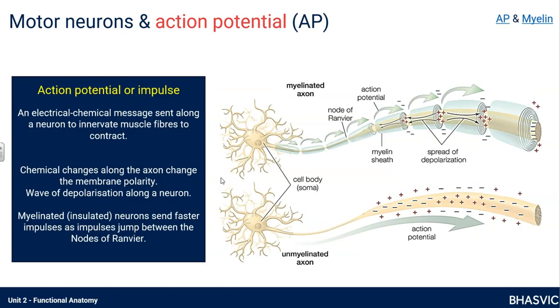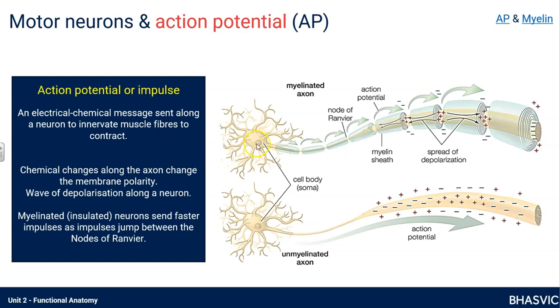Let's just clarify then what an action potential is, or an impulse. The words can be used interchangeably, I guess. I think it would be good practice to learn action potential. So an action potential is an impulse or an electrochemical message sent along a neuron to innervate, that means to make a muscle fiber contract.